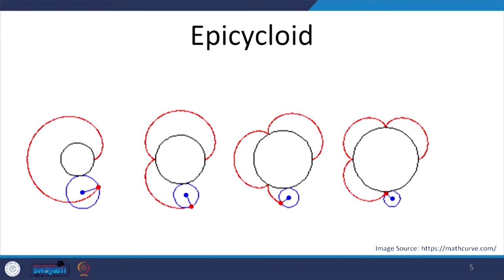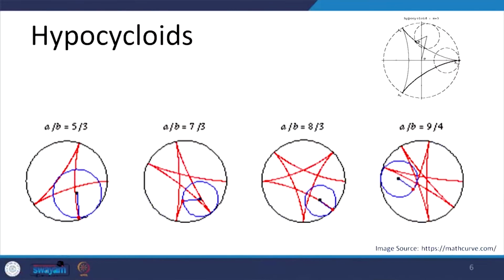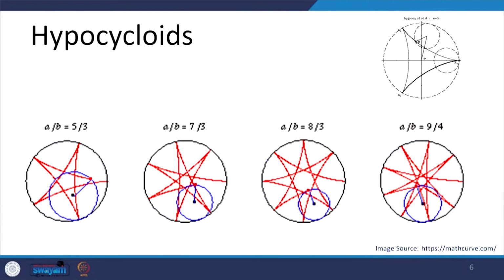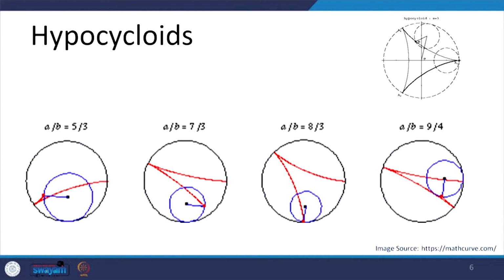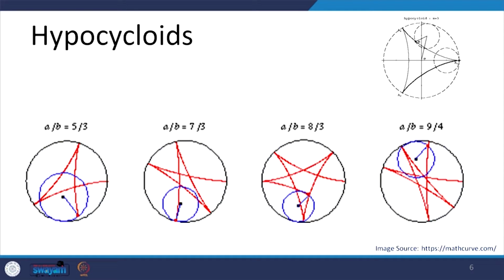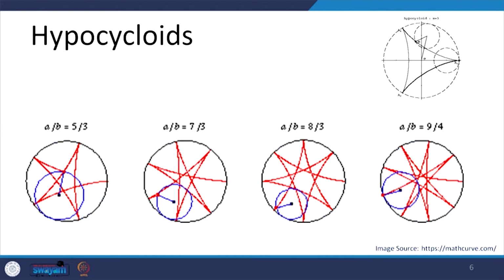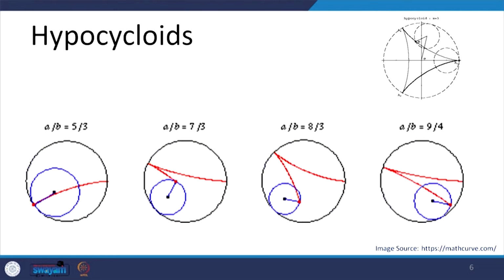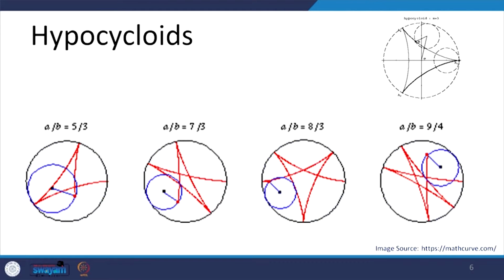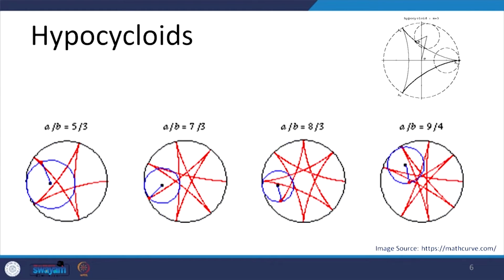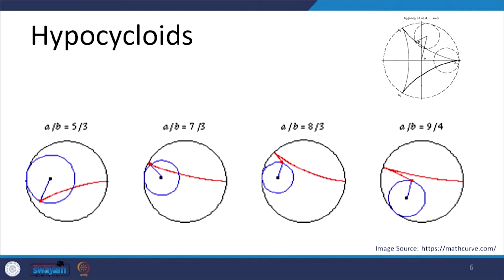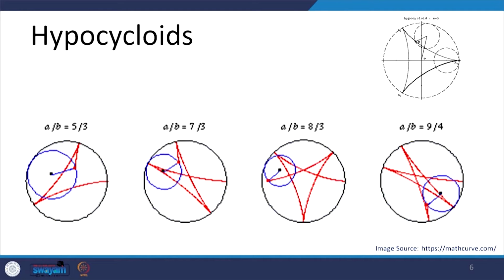This is epicycloid. Now, we will look at hypocycloid. In this case, the circle is moving inside a limiting circle. Again, depending upon the proportion between this fixed circle, which is the path, and the moving circle, which is inside, we get these different patterns, which is what hypocycloid is.